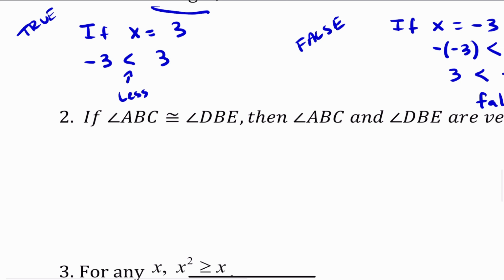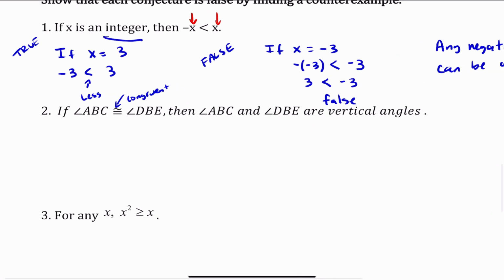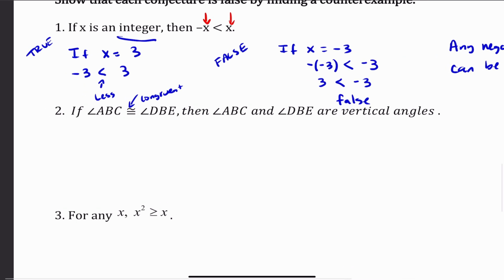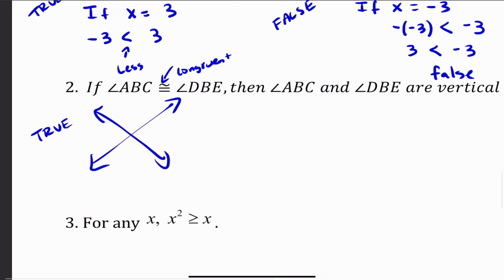If angle ABC is congruent to angle DBE, then angle ABC and angle DBE are vertical angles. So let me go ahead and show you the true part of this conjecture. Remember, vertical angles are formed by lines that intersect. So these two lines intersect, which should look like this, and therefore they are congruent.